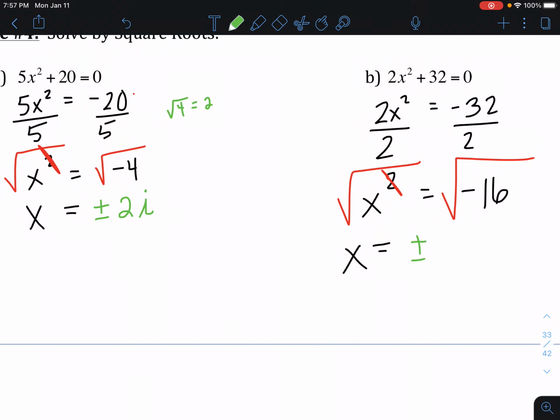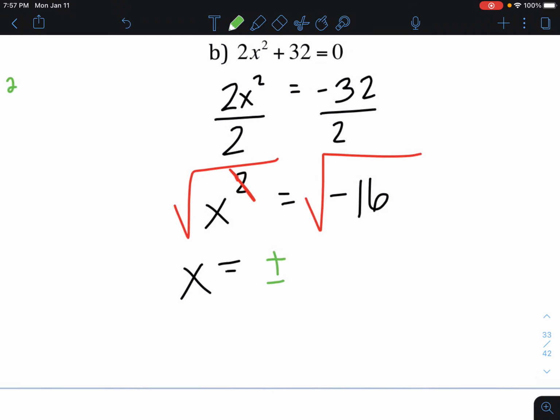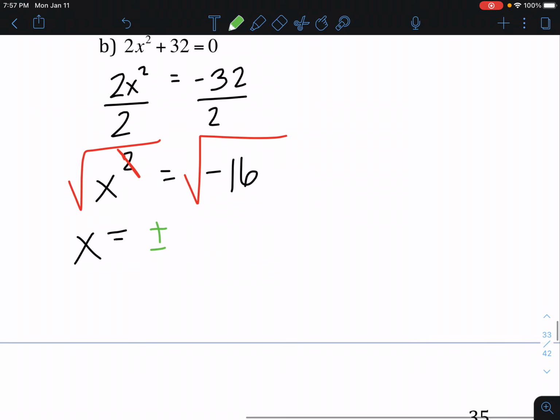And then I want you guys to think about what's the square root of negative 16. So think about the normal square root of 16. You know that the square root of 16 is 4. So what's the square root of negative 16? 4i.